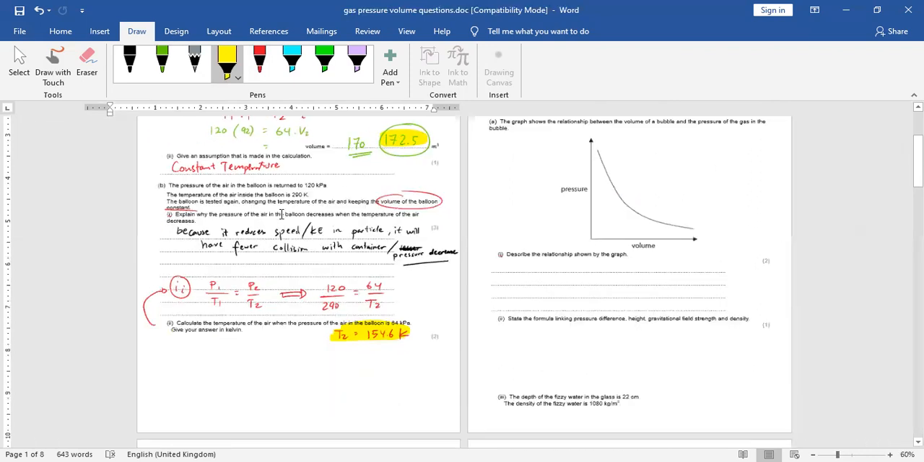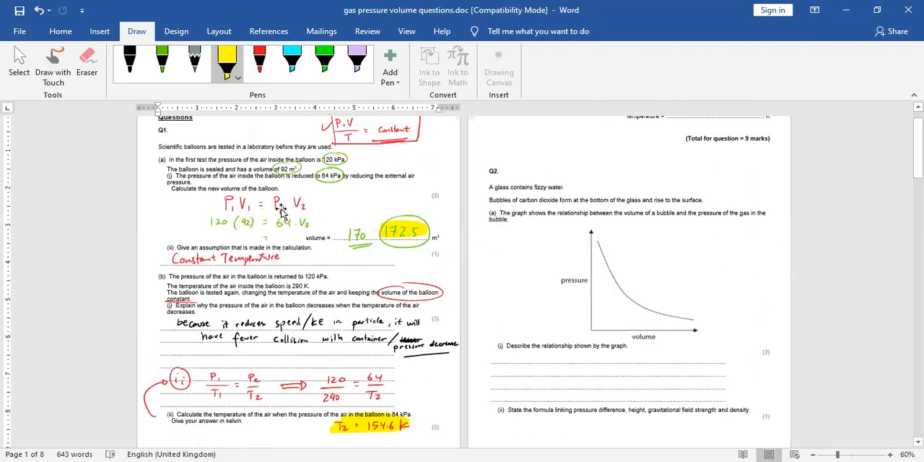I'm going to zoom out a bit so you can see the answer for number 1 as a whole.